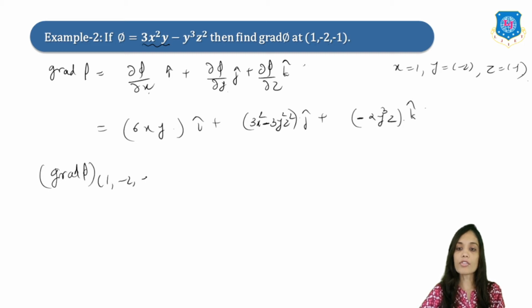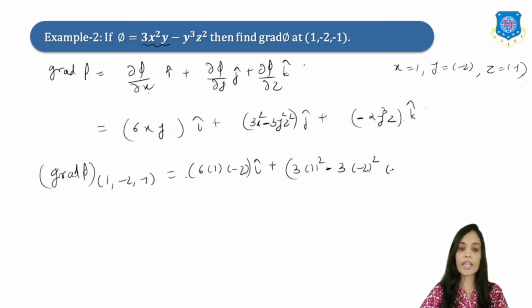That is at (1, -2, -1). This will be 6 into 1 into -2 i cap plus 3 into 1 square minus 3 into (-2) square into (-1) square j cap, right? And lastly it will be minus 2 into (-2) whole cube into -1 k cap. Okay, now let us simplify this.